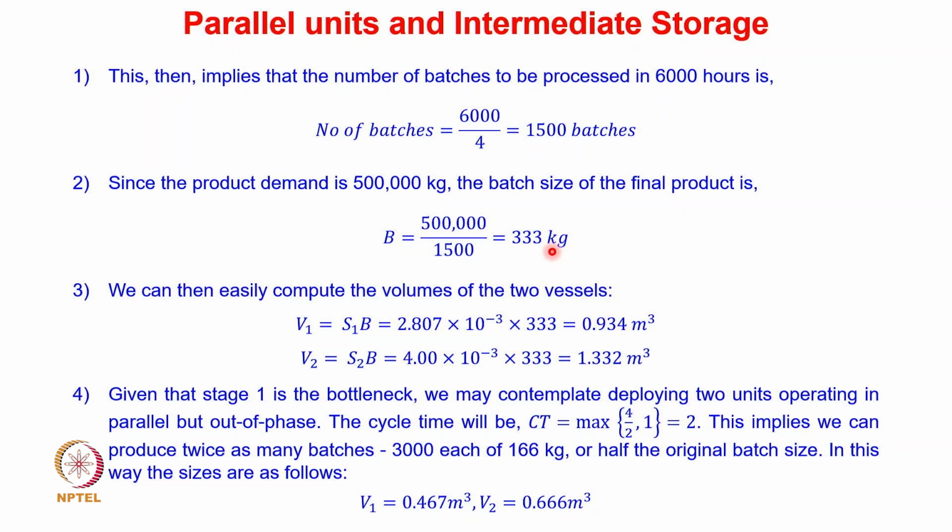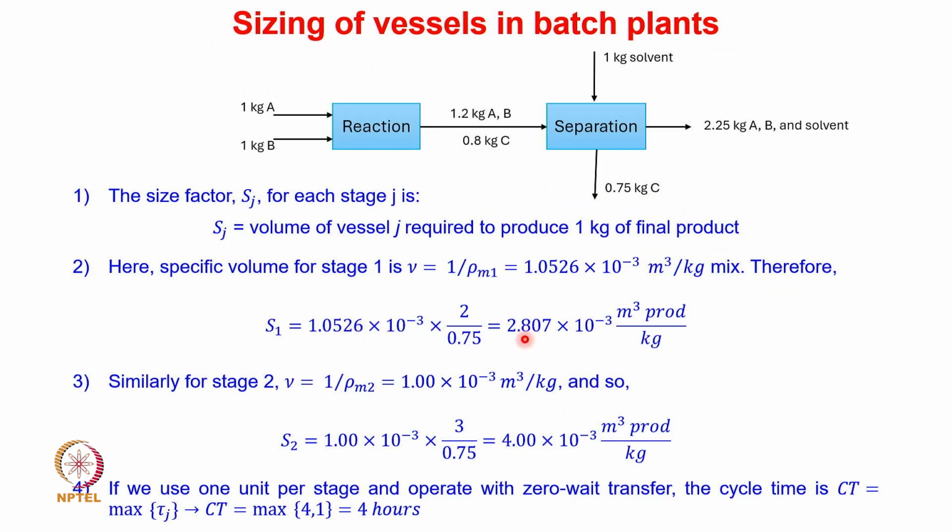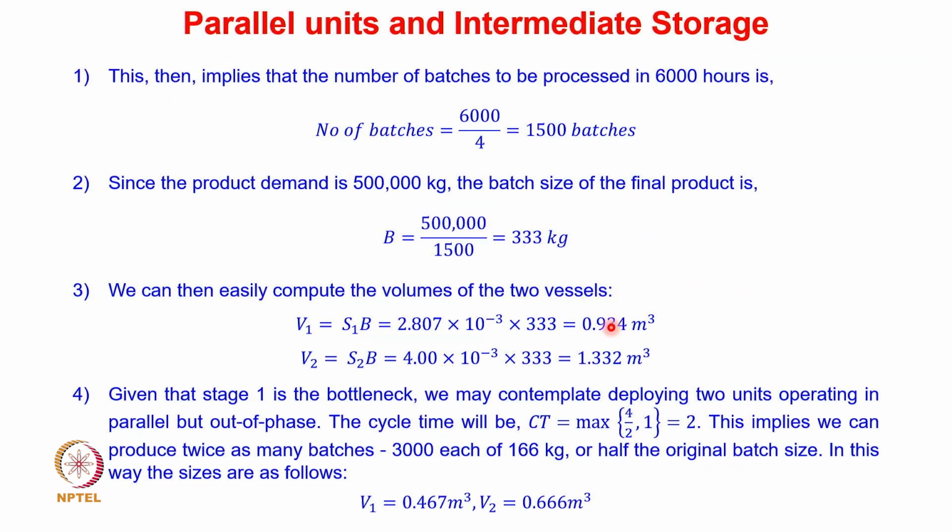What will be the size of the vessels in stage 1 and stage 2? Batch size multiplied by the size factors gives us the volume of the vessel required for stage 1. So the volume of the vessel required in stage 1, V1, is given as S1 times B. S1 we have already calculated; it comes out to be 2.807 times 10 raised to the power minus 3. Multiplied by the batch size, which is 333, this gives 0.934 meter cube as the size for vessel 1.